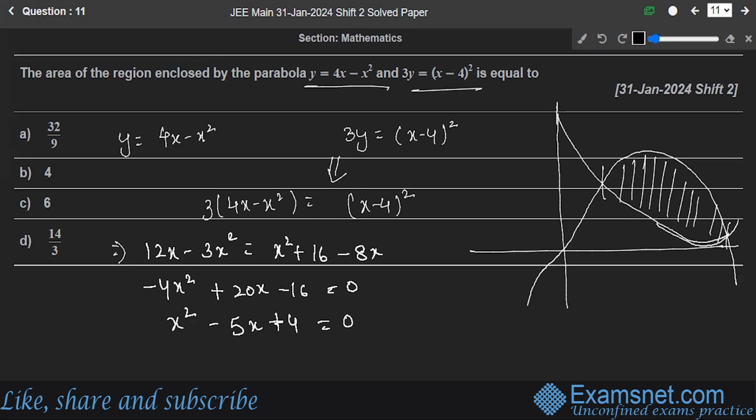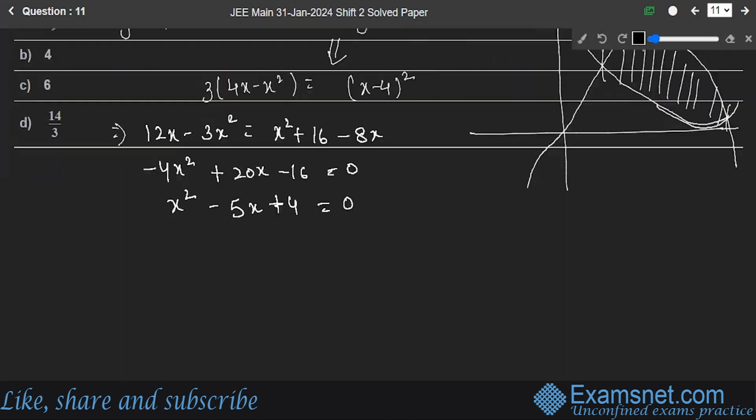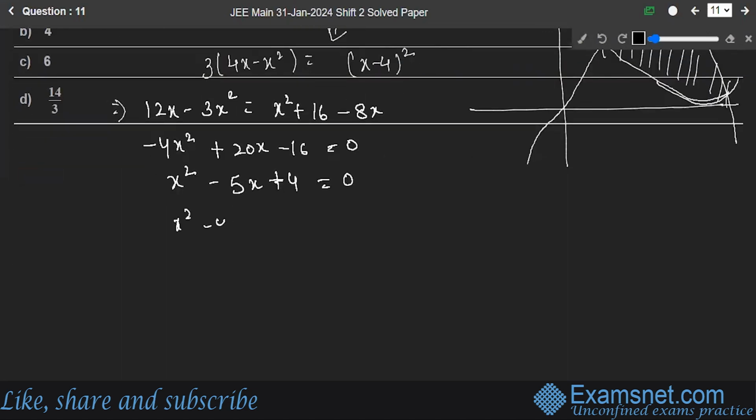Plus 4 is equal to 0. Dividing both sides by minus 4, you will have this equation. So here, x square minus 4x minus x plus 4 is equal to 0. x minus 4 times x minus 1 is equal to 0. Or you will have x is equal to 1 or 4.